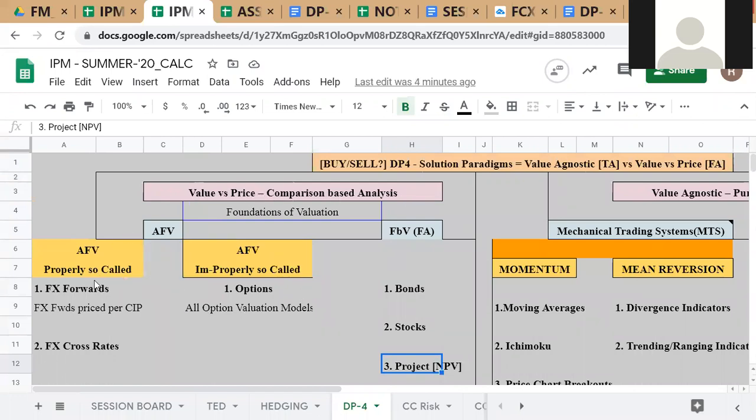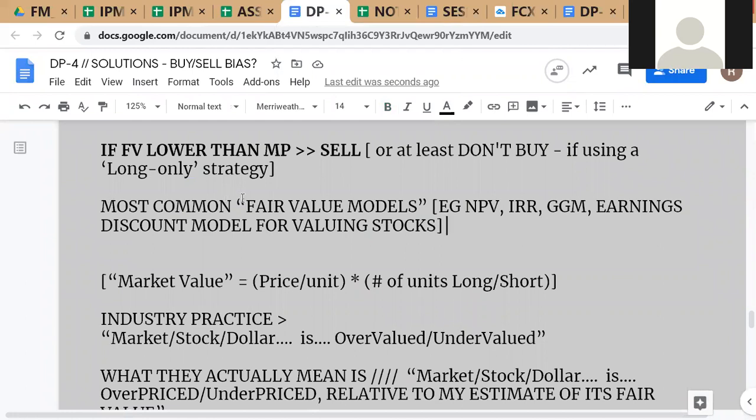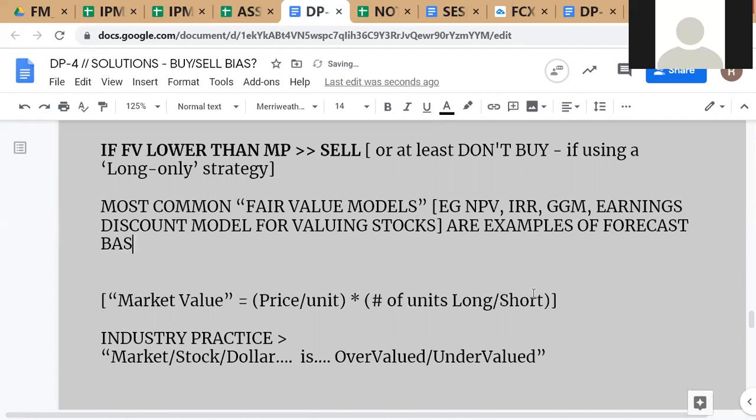But the statements I'm going to make now do not apply to AFV models, because these are not based on forecasts. So that's why I changed my language. Instead of writing all, I said most common fair value models. If somebody says, what about AFV models? I'll say, hey, I never said all fair value models. I said most common fair value models. What everybody should actually be saying, in the context of the first question, is that these are examples of forecast based valuation. Why do I say forecast based valuation?